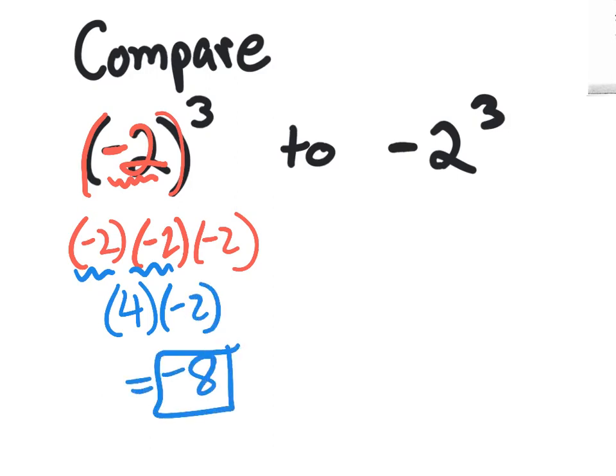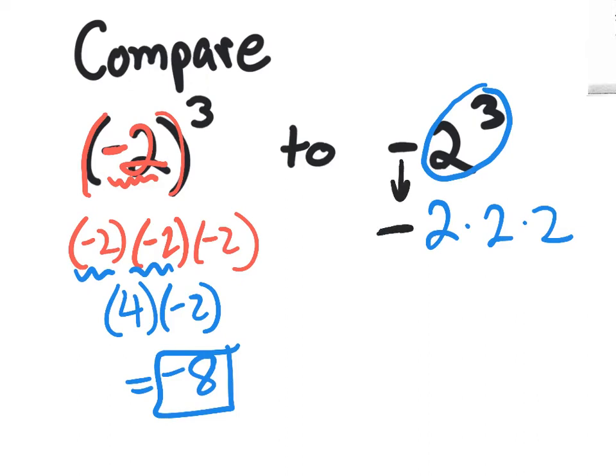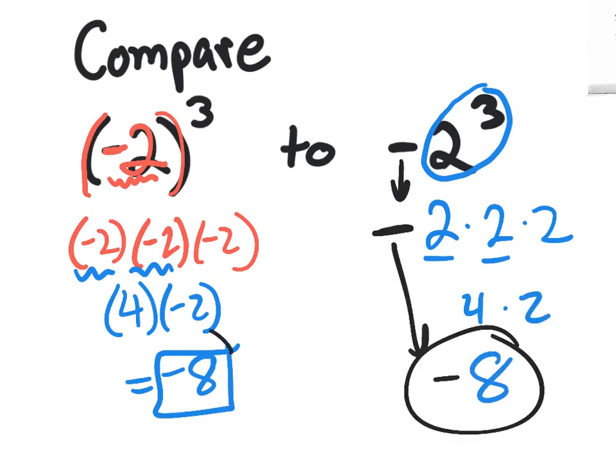Okay? Now on the other one, the exponent 2 to the third, that really means 2 times 2 times 2. The negative is not included when you repeat the base 3 times. The negative is simply out in front. It just comes down, you put that negative out in the front. Which in this case, it's going to be the same answer, right? 2 times 2 is 4. 4 times 2 is 8. Bring that negative down, so your answer is negative 8, just like this one.